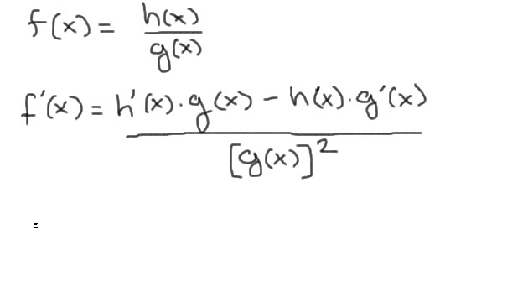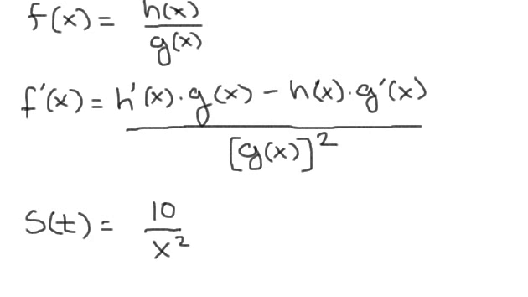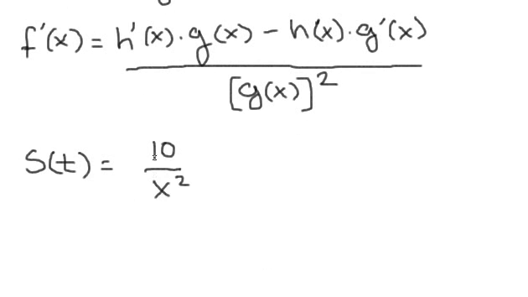So let's say that we have, I'll use some different letters this time. Let's say we'll use t. The function, we'll call it s, and we have 10 over t squared. So yes, you could take this t squared into the top and use the power rule, but we're going to use the quotient rule on this.